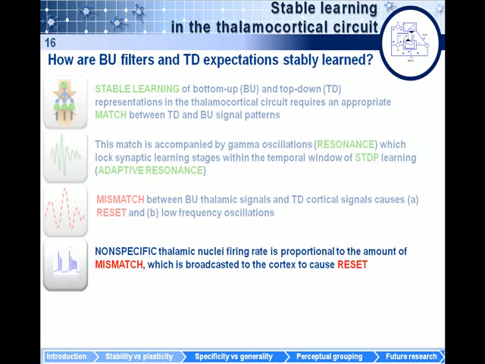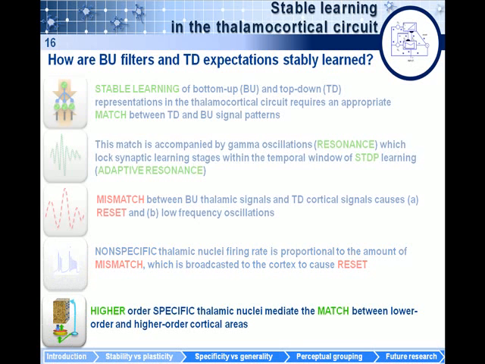The firing rate of the nucleus is proportional to the amount of mismatch. So in the structure that I showed you before, the more mismatch exists between bottom-up input and top-down expectation, the higher the firing rate of the nucleus will be. So there is a measure of how wrong the cortical expectation was.